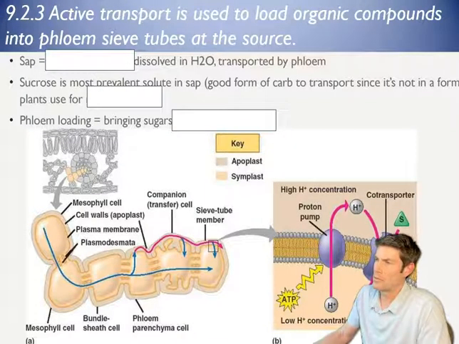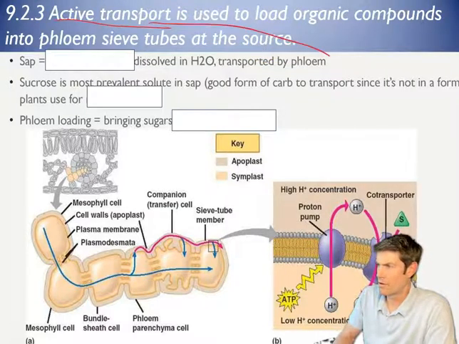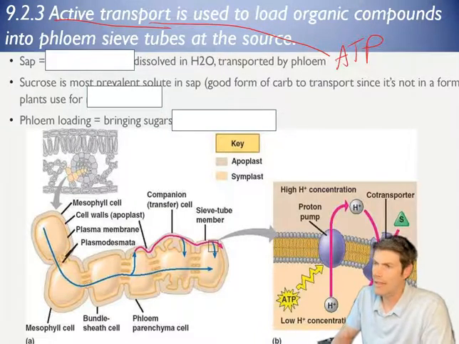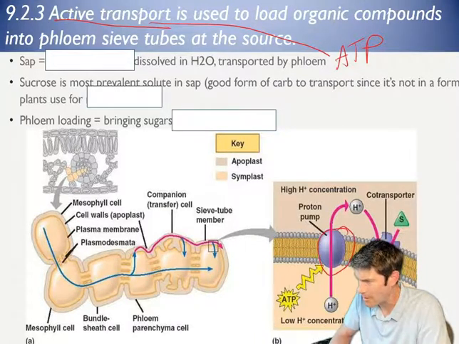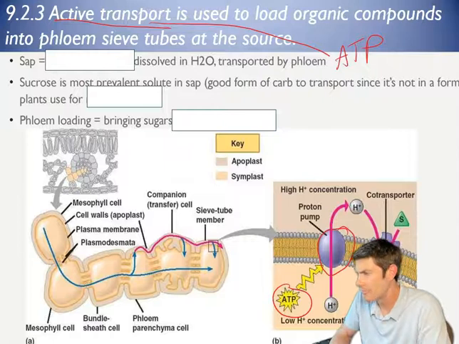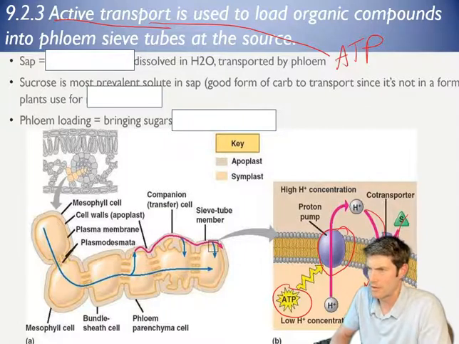So active transport. Remember, active transport. You see active, you know you're using ATP. Getting that sugar into those phloem cells at the source. Here we go. You see the protein pump there, using your ATP and pumping that hydrogen. And as the hydrogen moves in, so does the sugar.